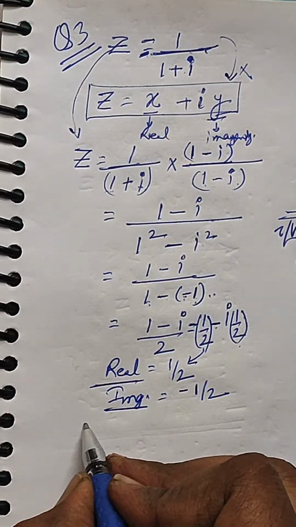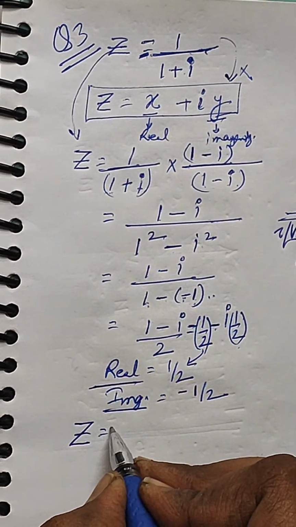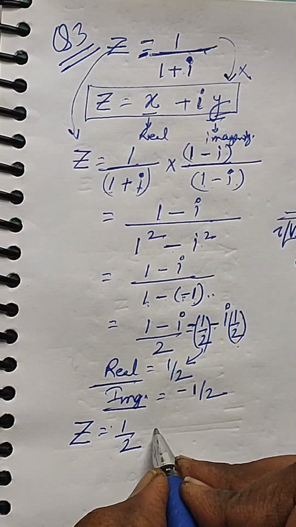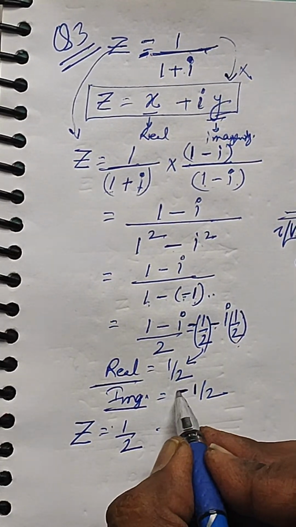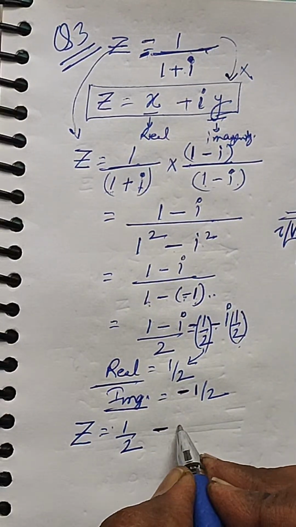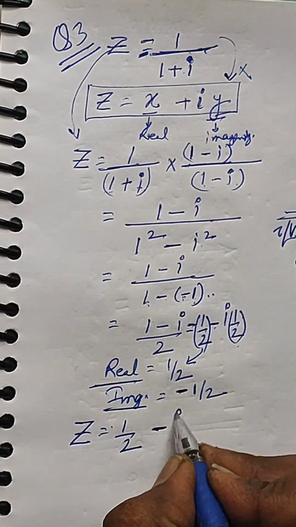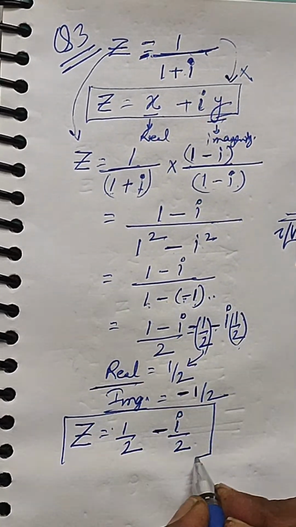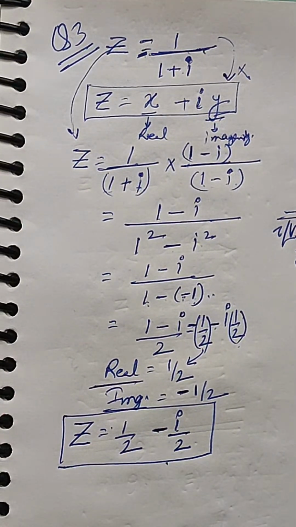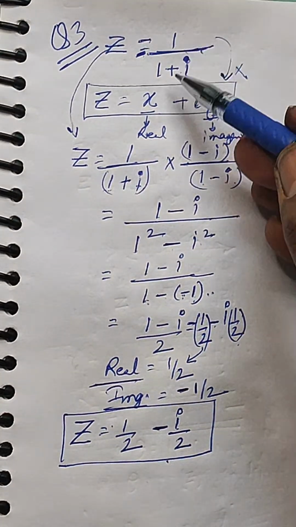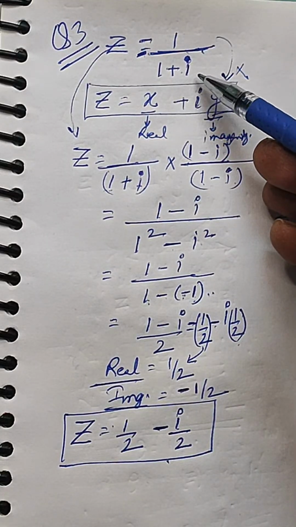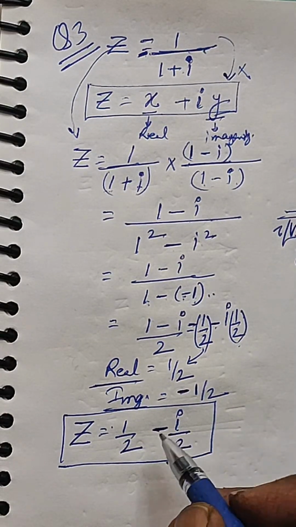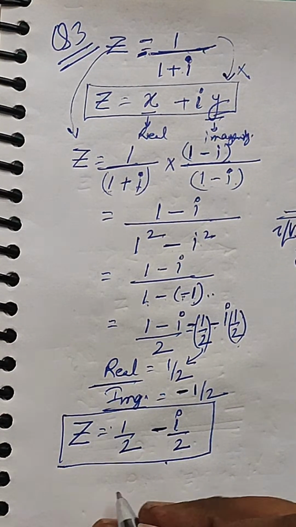Then just write the complex number z equal to x plus iy. That means x is the real one, that is 1 by 2, plus iy. But here you can see the imaginary part has a minus sign, so that means minus i into 1 by 2, that is i by 2. So this is the standard form of the complex number, which we found for 1 by 1 plus i, which was not in the standard format, right? Now this is the standard format, that means 1 by 2 minus i by 2.